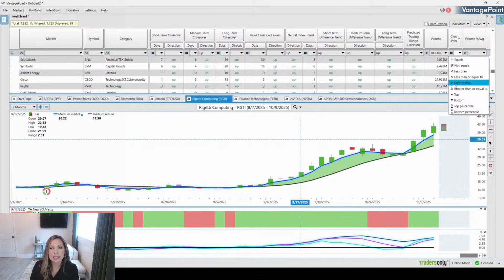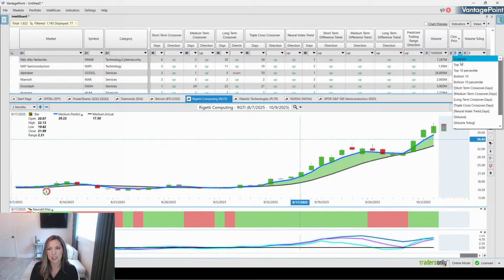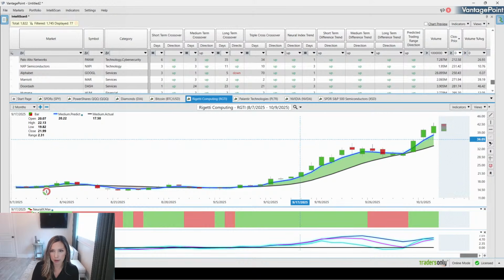So let's just actually set this to maybe greater than or equal to $10, so that way we can stay out of those penny stock areas. Or if you would prefer, then you can always adjust that and set a custom range as well by just clicking on that custom value also. All right. You can also filter and sort based off of those as well.